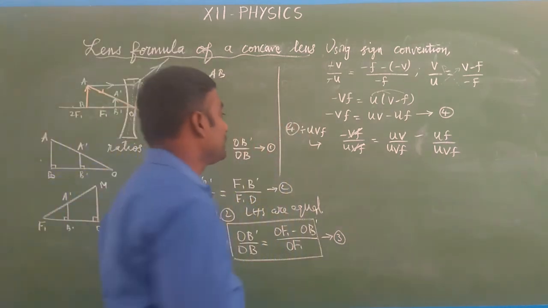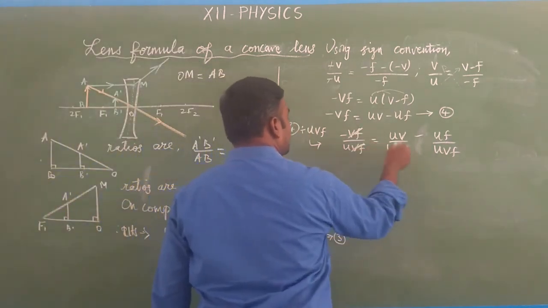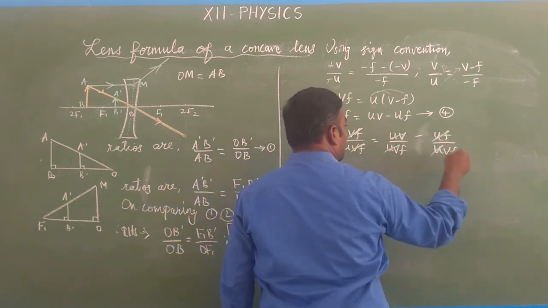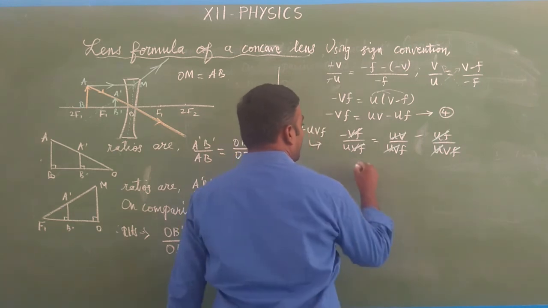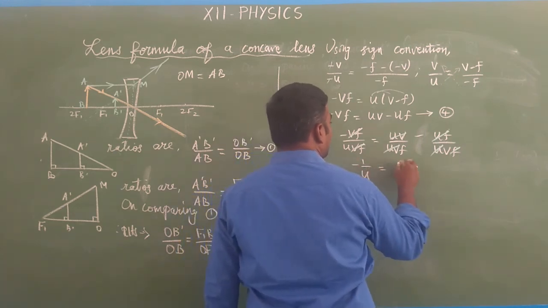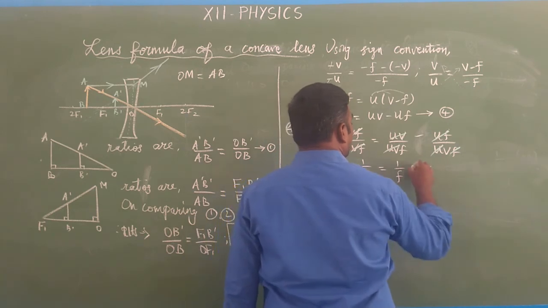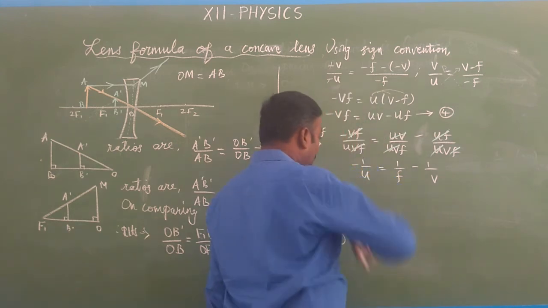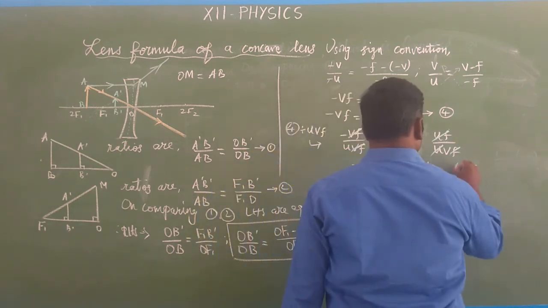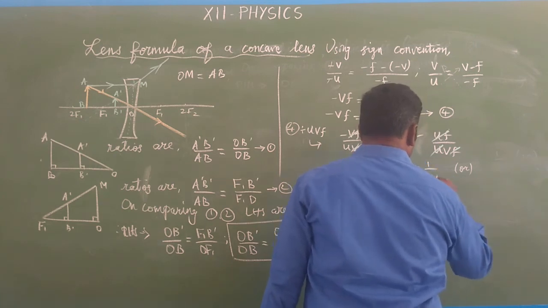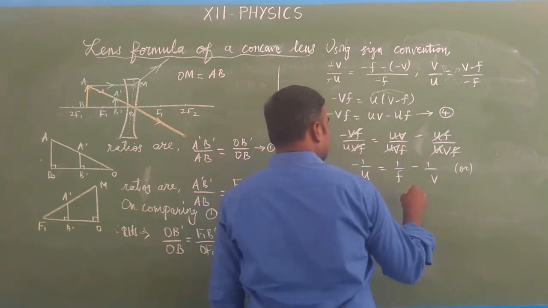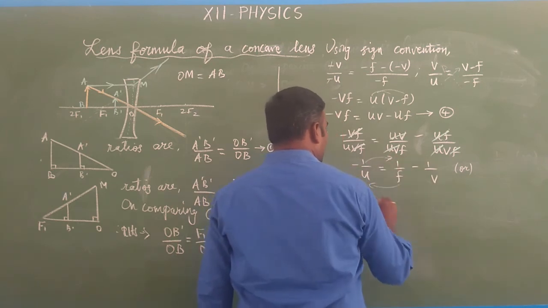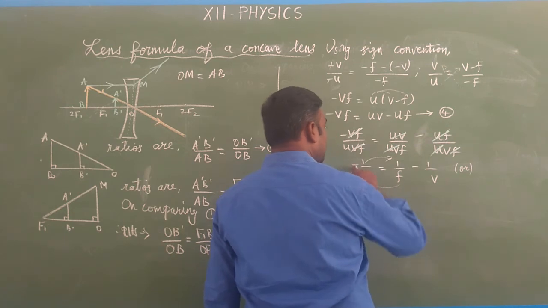Okay, so Vf cancels, UV is cancelled, UF and UF is cancelled. Remaining, what do you have? Minus 1 by U is equal to 1 by F minus 1 by V, or this term you transfer to that side. Both the terms you exchange. What will you get? 1 by F is equal to minus, you are transferring to that side.